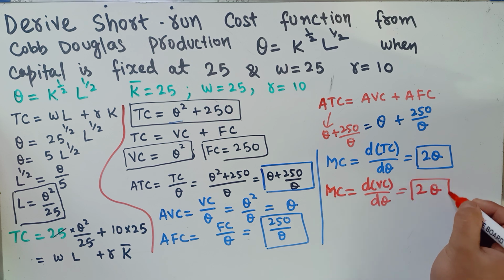So this is how we find the different kinds of costs in the short run. I hope I made myself clear in this video. Thank you.